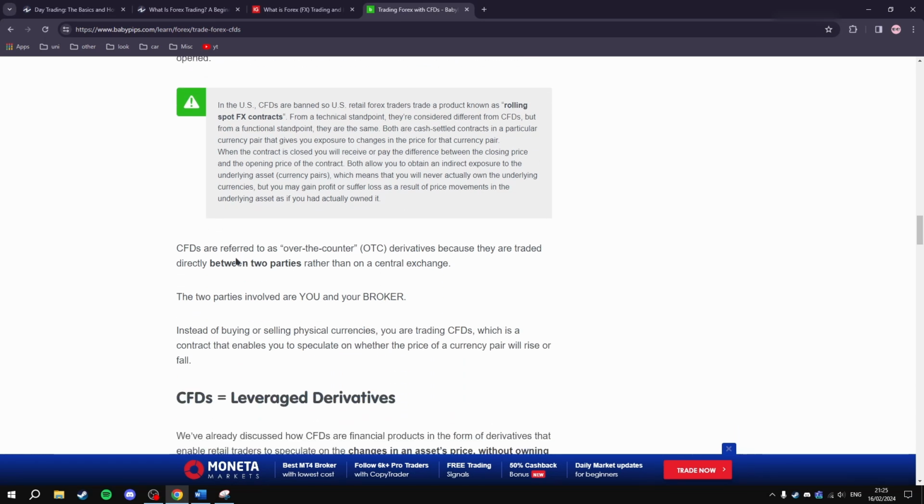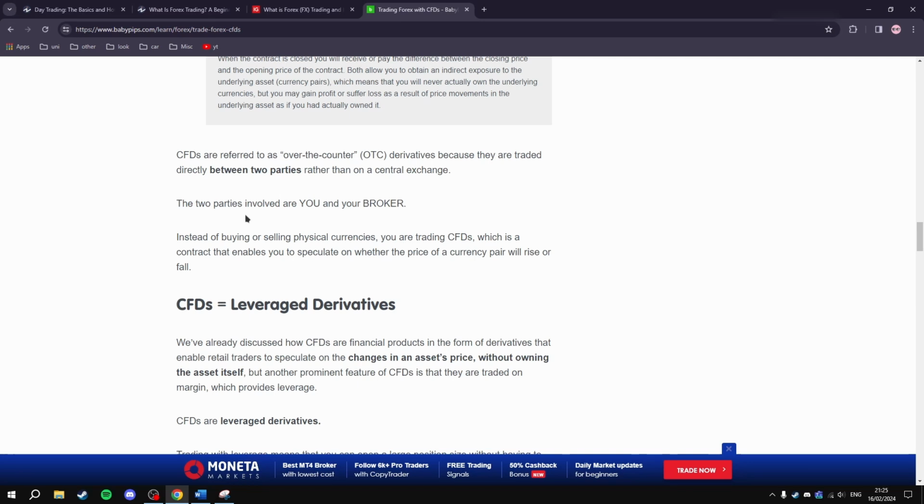CFDs are referred to as over-the-counter (OTC) derivatives because they are traded directly between two parties rather than on a central exchange. The two parties involved are you and your broker. Instead of buying or selling physical currencies, you are trading CFDs, which is a contract that enables you to speculate on whether the price of a currency pair will rise or fall.